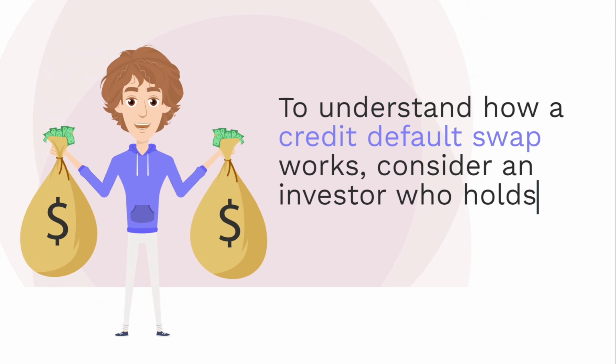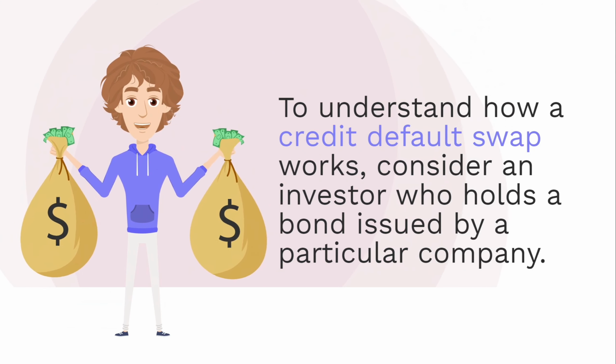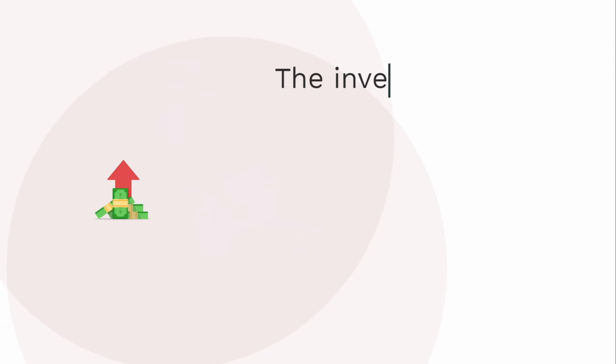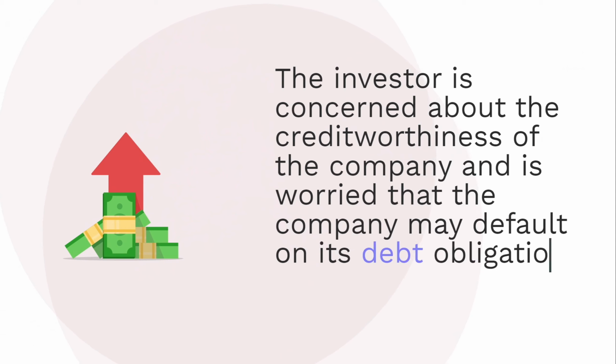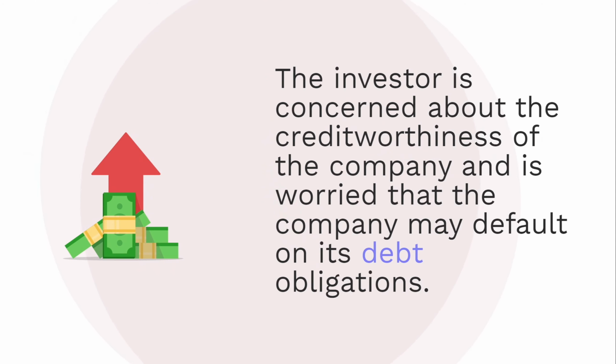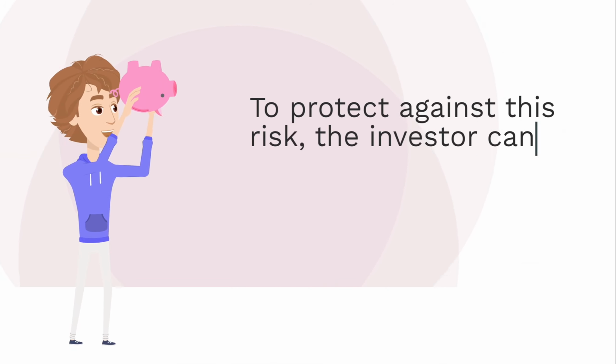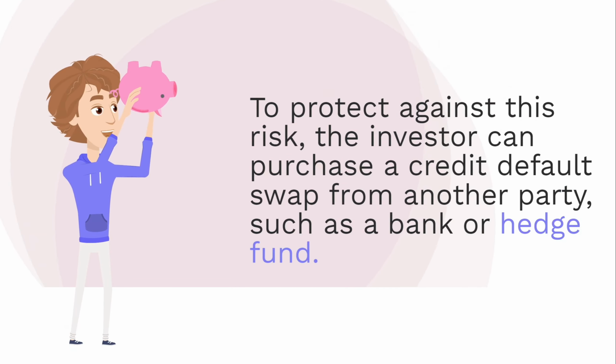To understand how a credit default swap works, consider an investor who holds a bond issued by a particular company. The investor is concerned about the creditworthiness of the company and is worried that the company may default on its debt obligations. To protect against this risk, the investor can purchase a credit default swap from another party, such as a bank or hedge fund.